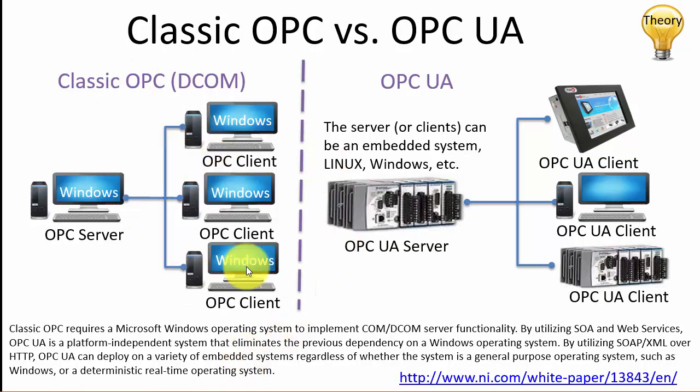So here we see another example, the classic OPC, which uses DCOM, and it's for Windows only. So we have a server, which is a Windows computer, and you could have one or more OPC clients, and all the clients are Windows based. While with OPC UA you could have an OPC UA server which is Linux based or an embedded system, and then you can have different clients which could be Linux, Windows, or an embedded system.